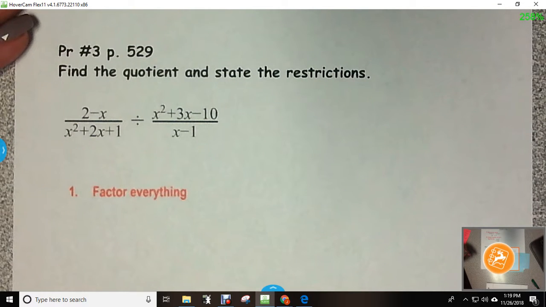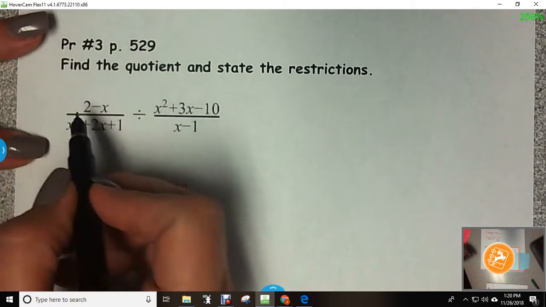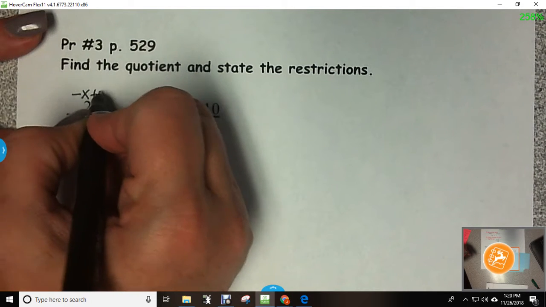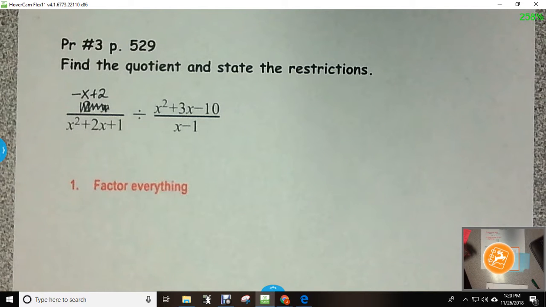So here we go. If we're going to divide these fractions, let's take a look at the top of this one. Is that written in standard form? Yes. 2 minus x is standard form? X minus 2 is standard form. But my 2 is positive and my x is negative. So I'm going to rewrite it this way. Okay, and I'm going to do that before I do anything else. Everything else is already in standard form, so I'm just going to leave it as it is.